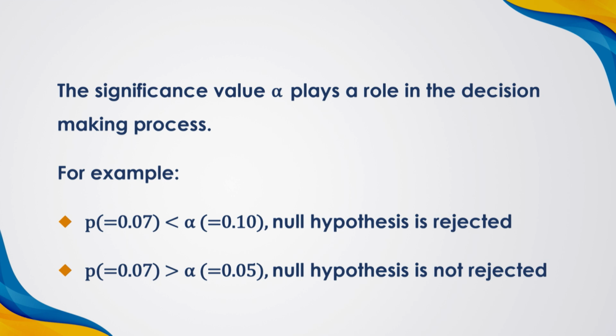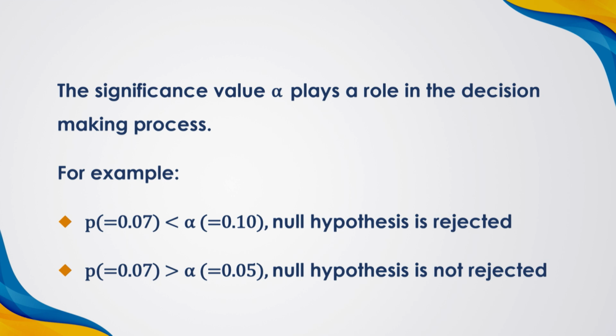For example, here the p value is 0.07 and alpha value is 0.10. According to the rule, p value is less than alpha value, therefore null hypothesis is rejected. In the second case, again the p value is 0.07, but alpha value is 0.05, and here p value is greater than alpha. The result is null hypothesis is not rejected.